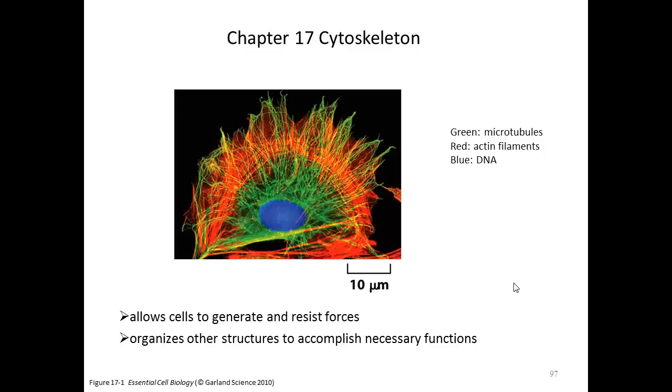Alright, in the next segment we looked at the cytoskeleton and cells' interactions with the extracellular matrix. In this picture here we can see in green microtubules proceeding radially from the center of the cell. We can see actin forming a band around the periphery. At the leading edges, not pictured, are intermediate filaments. The nucleus is pictured in blue. Cytoskeleton allows cells to generate and resist forces, and it helps organize other structures, including allowing them to move within the cell to accomplish their necessary functions.